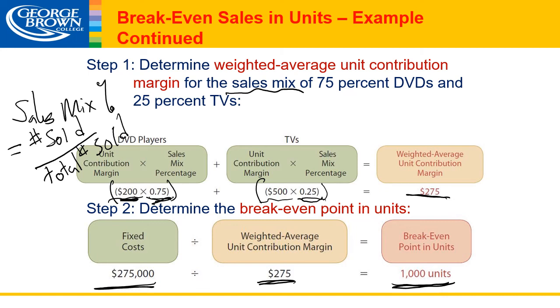And lastly, we showed you how to calculate weighted average contribution margin per unit and to use that in calculating your break even, because we know in our industry we sell more than one product and they don't sell equally. So we needed to calculate a weighted average to more accurately display our break even in units.